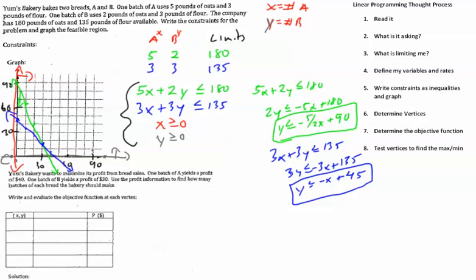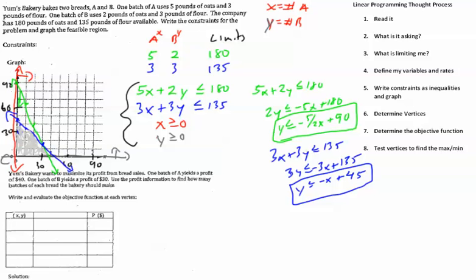Now, that's all of my constraints. Let's look at what happens. My blue, I need to shade down. My green, I needed to shade down. My red, I shade right. My gray, I shade up. Here's my feasible region, right here. Right, so there's my feasible region.